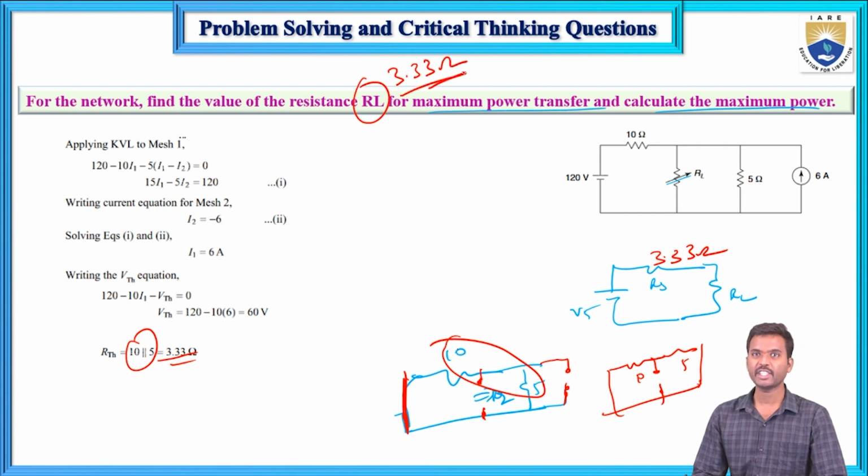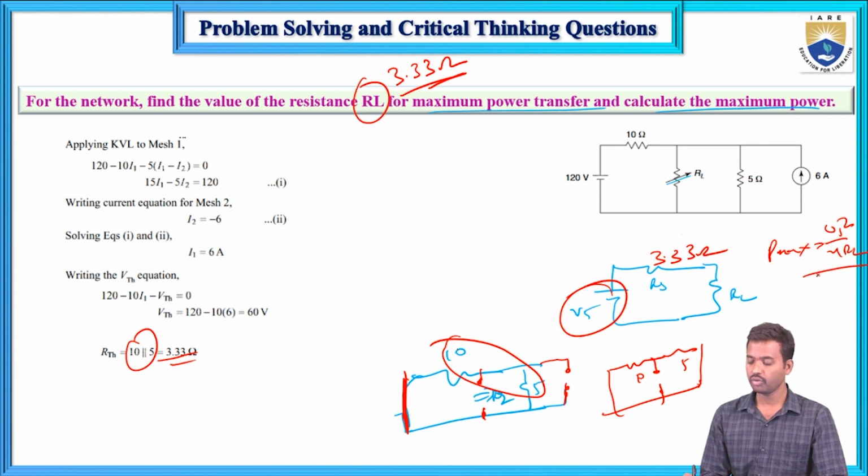Now what about the maximum power? Maximum power can be calculated if you know the Vs only. Maximum power equals Vs square by 4 RL. Here RL, according to the maximum power transfer theorem, is 3.33, and Vs can be calculated using mesh analysis. First remove the load resistance and calculate the open circuit voltage, that means VTH, that means Vs.